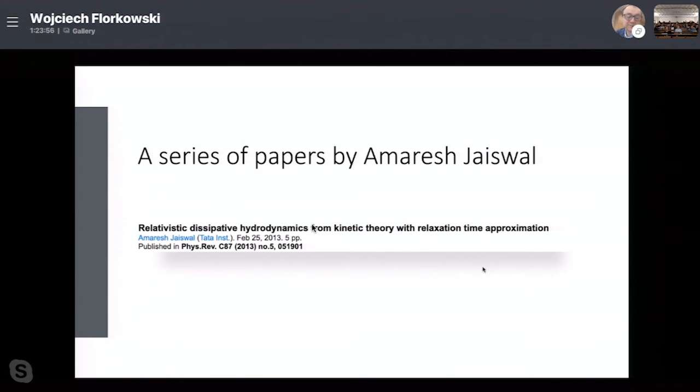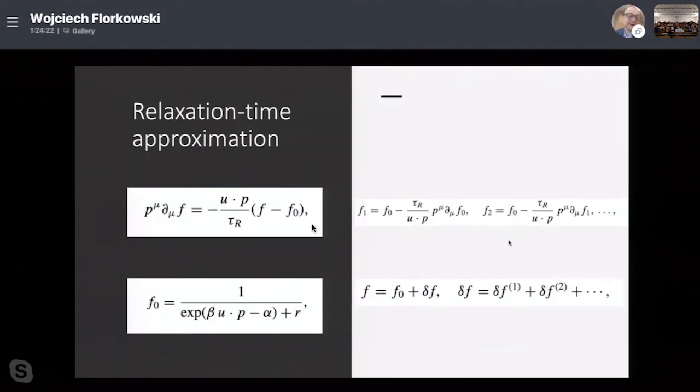Already before his PhD, he started work on the derivation of relativistic dissipative hydrodynamics within the relaxation time approximation. This is again kinetic theory, but with a simple form of the collision term. Usually the collision term is quite complicated. It's a kind of integral of the distribution functions, and it's very difficult to deal with. But what is very popular, popularized by Anderson and Witting in the 1970s, is a very intuitive form of the collision term, which is given here on the right-hand side.